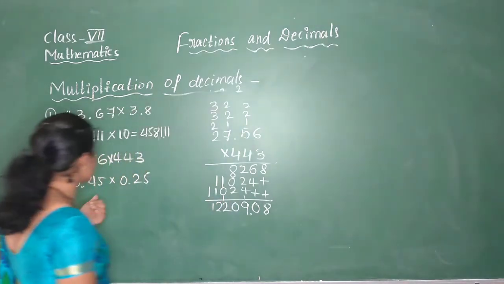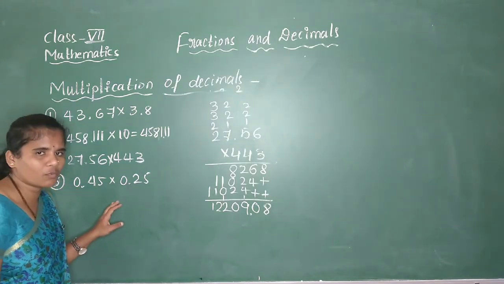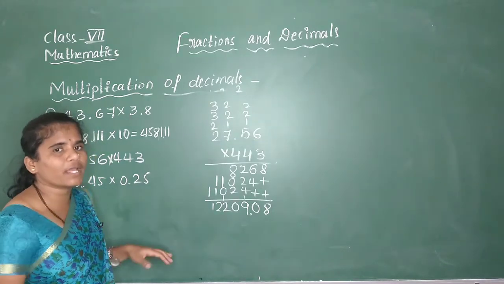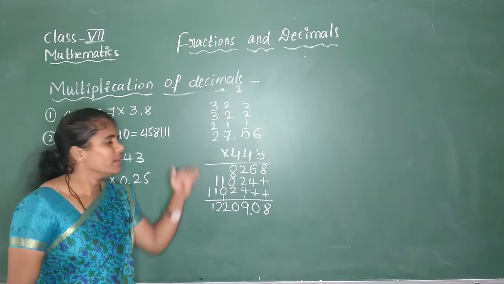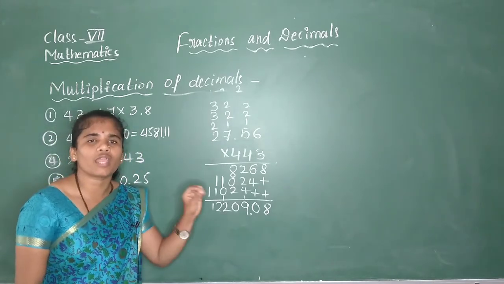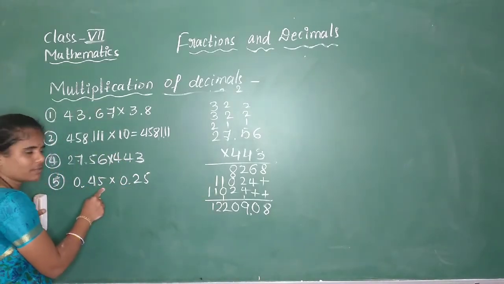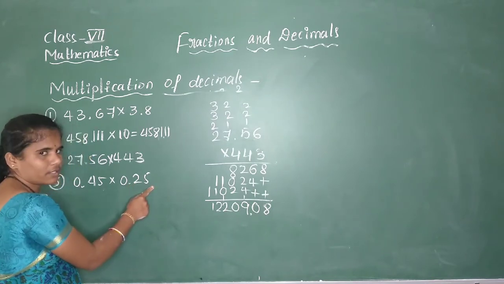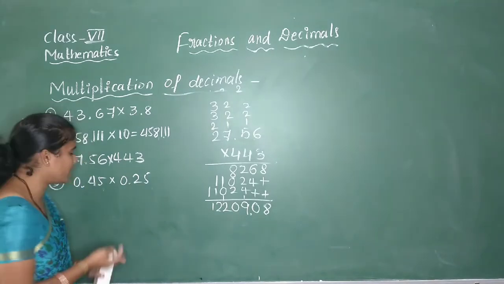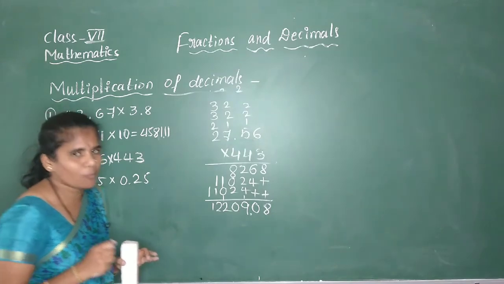Okay, just now I have explained. Ignore the point first, ignore the point and multiply the numbers. Later, in the final result, whatever you get, in that result we have to put the point. Here after the point 2 digits are there. Here after the point 2 digits are there. Means in the result, before 4 digits, 1, 2, 3, 4, before 4 digits we have to put the point.